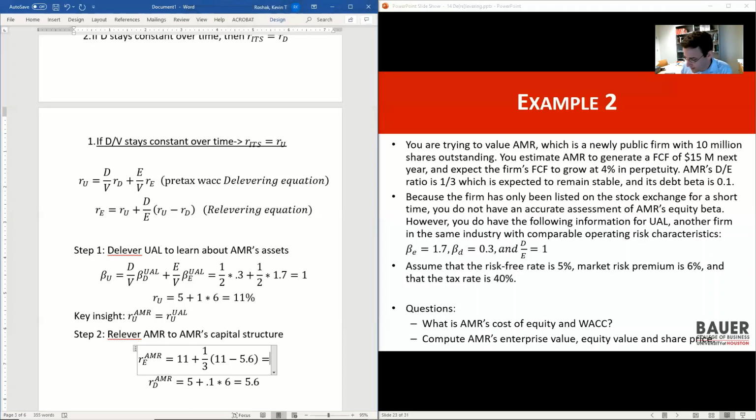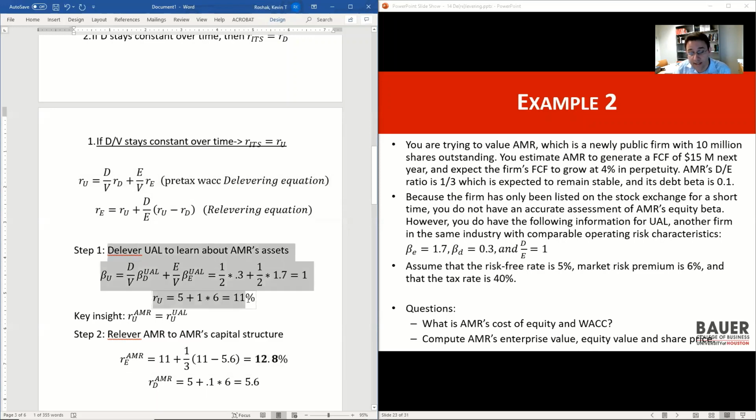So we put all that together and get the discount rate on the equity for AMR. It works out to 12.8%. So that's the new stuff for today. We delevered the company that we had access to. We had data for UAL, so we delevered that to get the discount rate on their assets. And then we applied that to AMR, the company that we were really interested in. We applied the relevering formula to get the expected return on their equity, 12.8%.